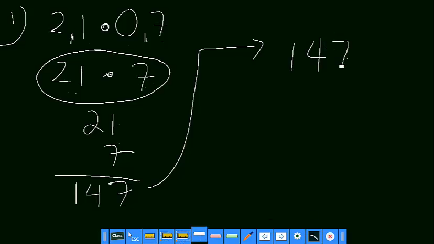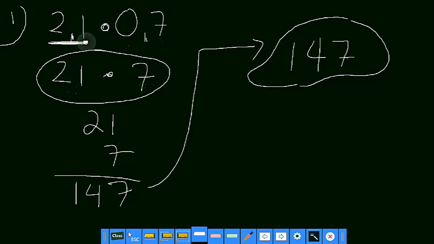Once we get 21 times 7, which is 147, the next thing we have to do is determine the location of the decimal point, or simply the comma. You can do this by going back to the original problem. Look at this, 2.1. On the left of the comma there's one digit. And the second number, 0.7, also has one here. So there's one here plus one here, so it's going to be 2.